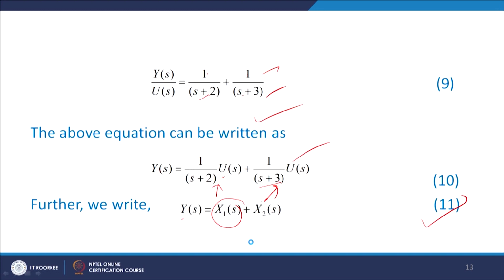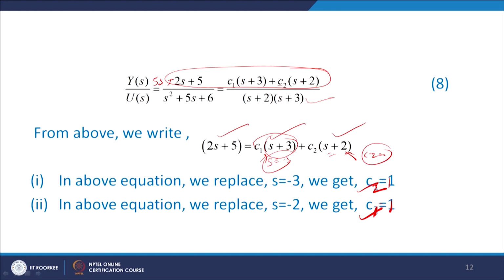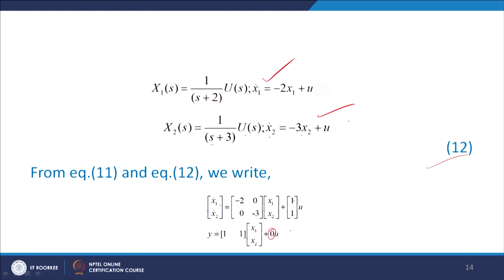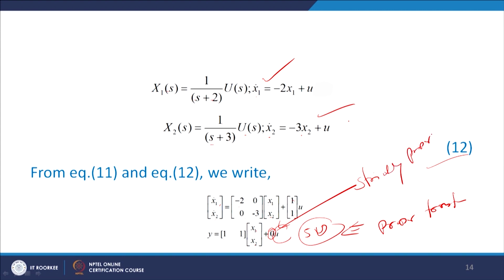But in the same problem, if I have taken 5s square plus 2s plus 5 over s square plus 5s plus 6, then in that case this 5 will reappear here, this is 5 into u, when it is only a proper transfer function. And this 0 has come because of the strictly proper nature. So for a strictly proper transfer function you will get 0, but when proper we will get here 5u if you have taken the problem of this nature.